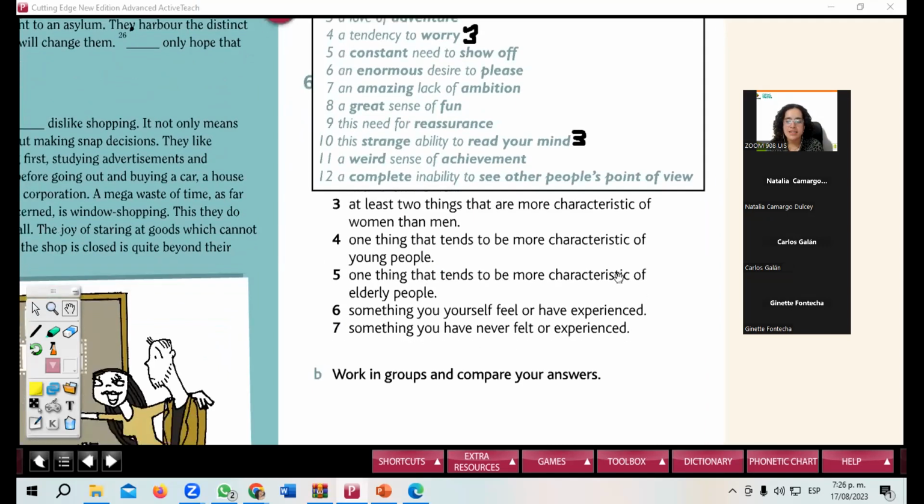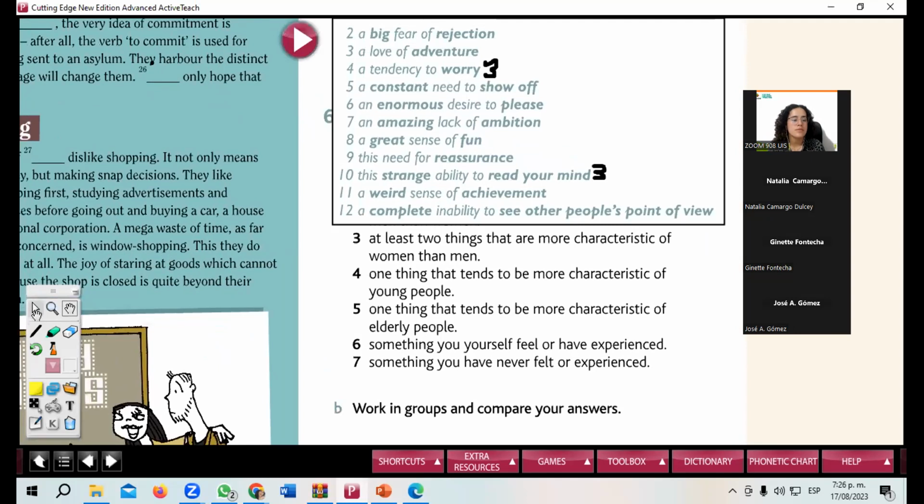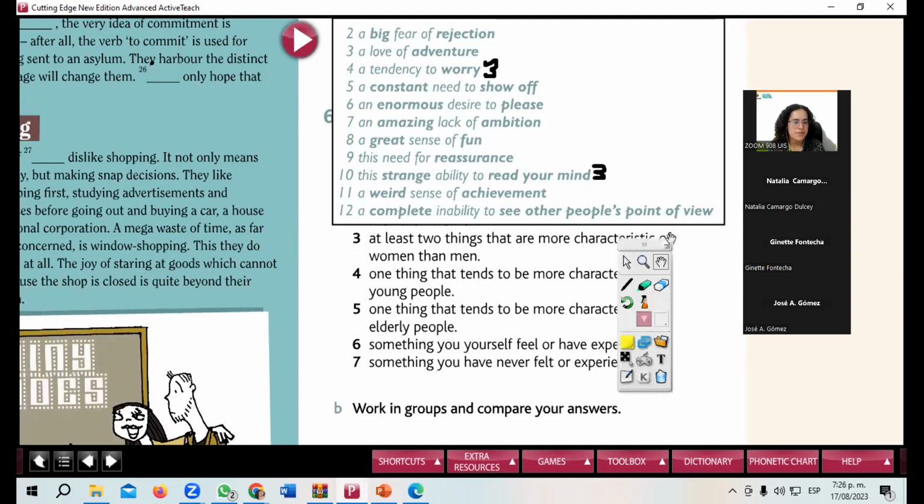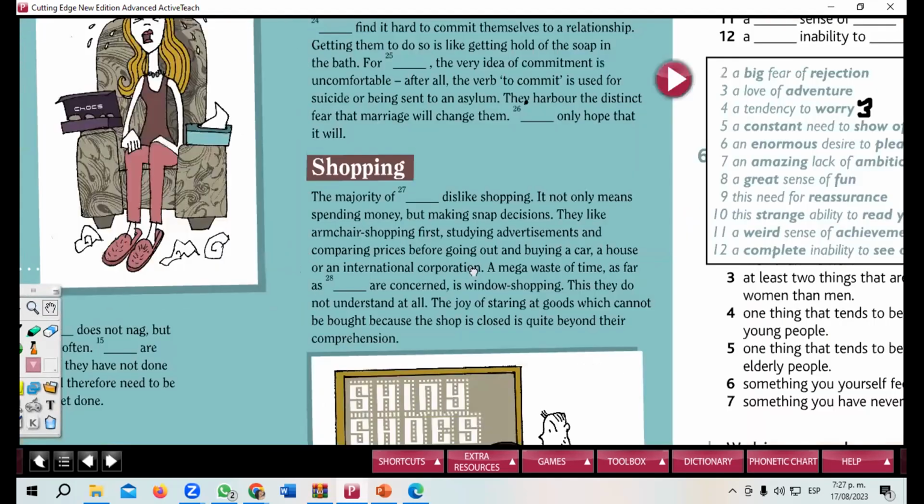For the next one, let's ask maybe Jose. One thing, only one thing that is more characteristic of young people. Okay, teacher, maybe an inability to make decisions? Okay, inability to make decisions. So on the other side? Yes, teacher. Okay, let me move this back here.